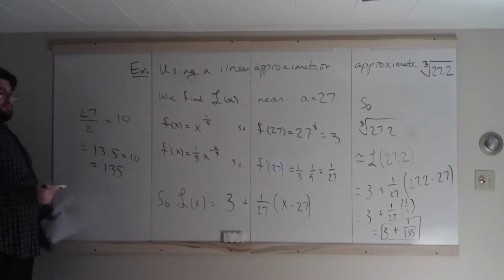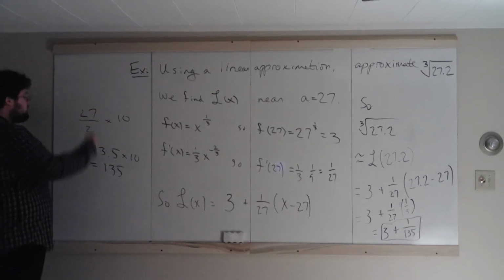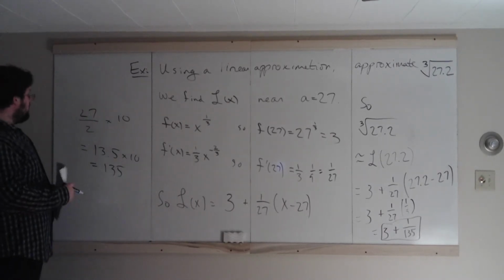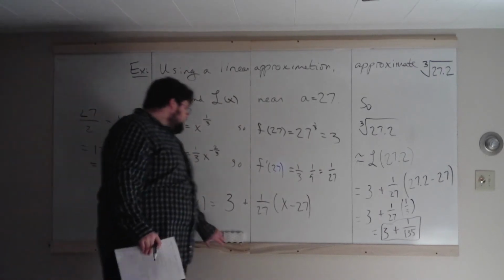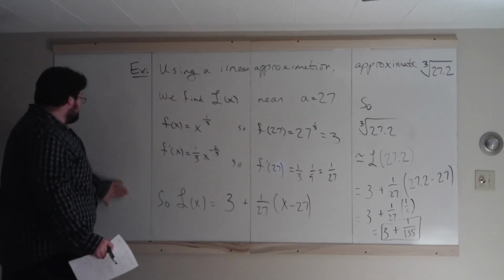So dividing by 5 is the same as throwing a 0 on it and dividing by 2, or dividing by 2 and then throwing a 0 on it. Well, throwing the decimal place over, I guess I should say. Or you could write out the multiplication on the side.